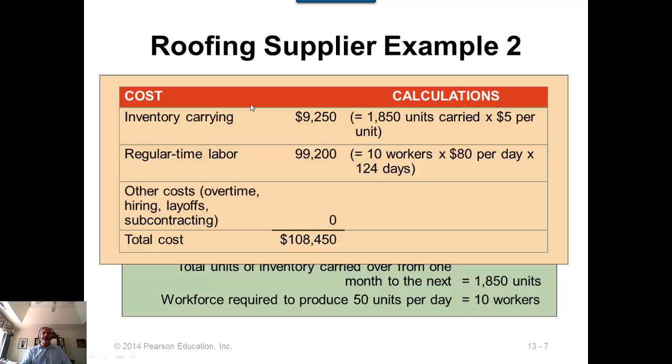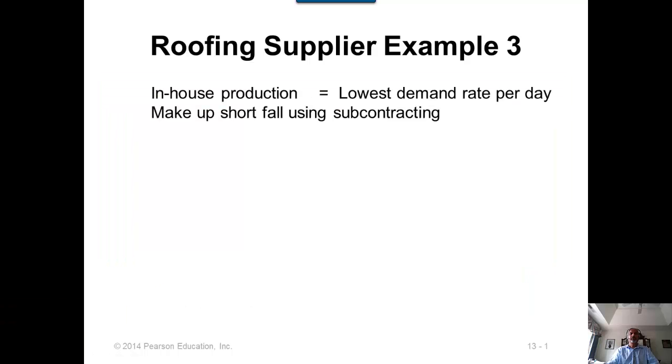Then you do the computation. So 1850 carrying cost $5 a unit per month, and then regular time wages 10 workers $80 a day, 124 days, and this gives you the total cost for this plan. So this is your level plan. Now let's look at another approach.